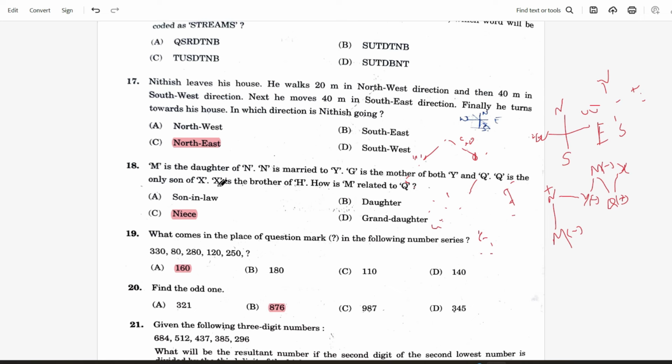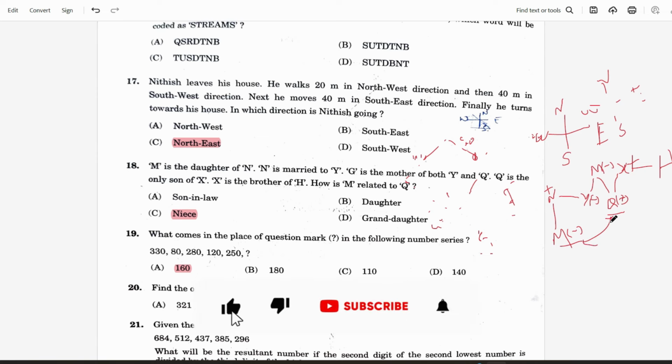Next, X is the brother of H. So H is one more person. X is male. How is M related to Q? We need to map these two, M and Q. Suppose Q is me. My sister's child is my niece, right? So C is the right answer. This is how blood relation questions will be solved.